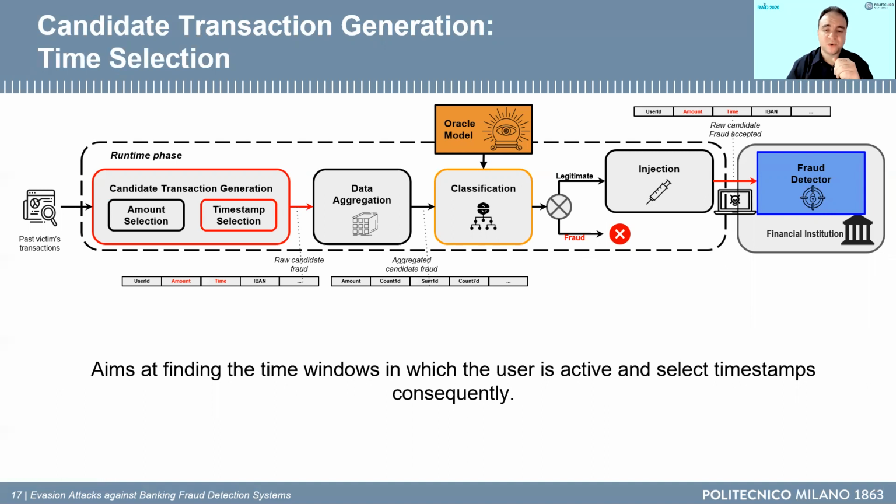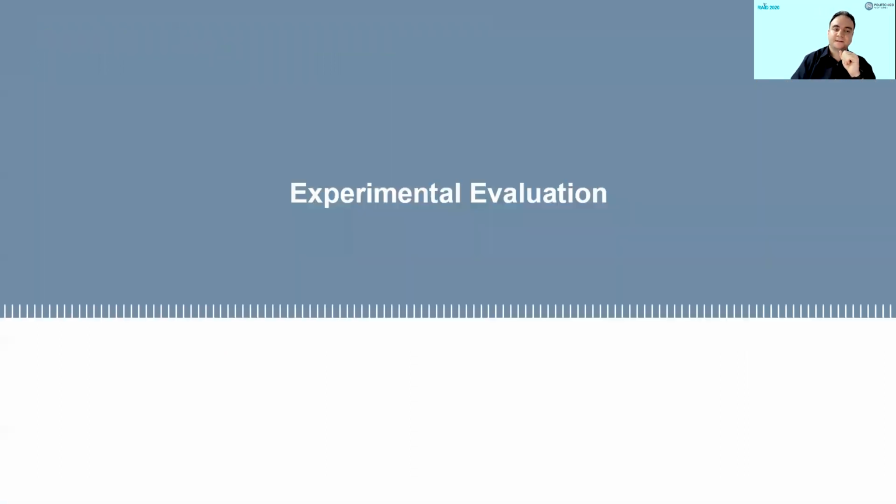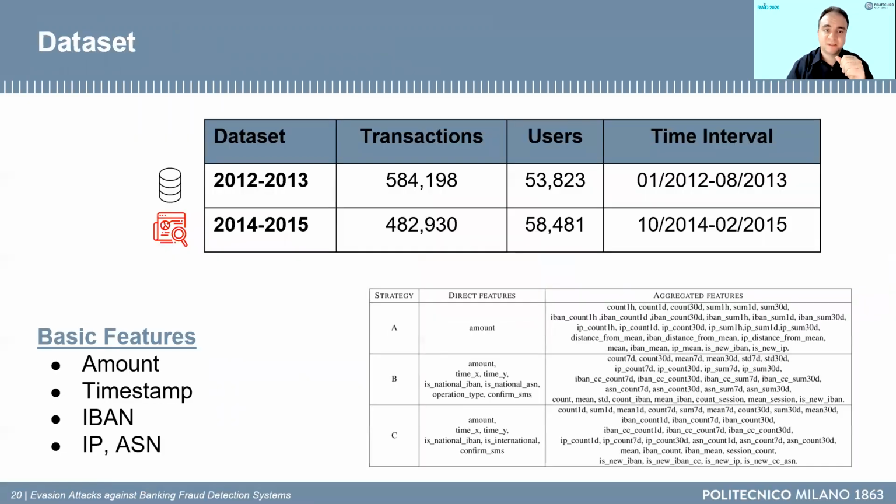The output of this step is a raw candidate transaction. It is aggregated with the previous transactions and given as input to the trained oracle for the classification phase. In particular, the oracle classifies each candidate transaction, and if it is labeled as fraud, we are going to discard it. Otherwise, if it is labeled as legitimate, we are going to use it in the evasion attack by injecting it in the user banking activity. Let's now move to the experimental evaluation.